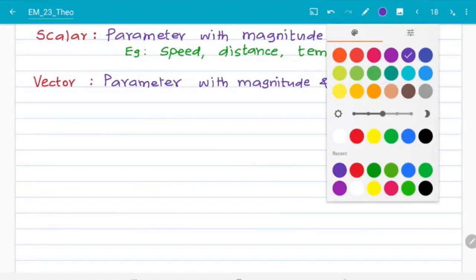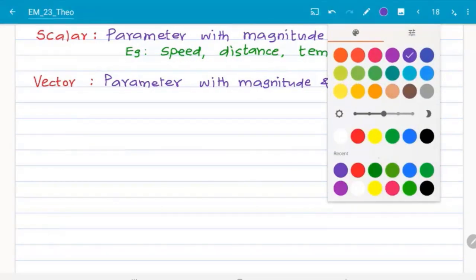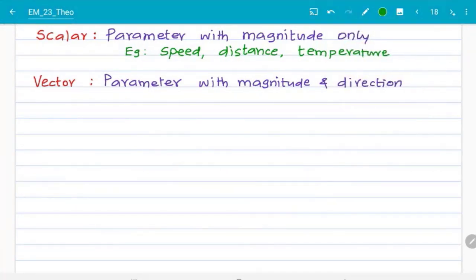Example. See, your example should be related to your department subjects. You should not give unwanted examples in the interview. Expected examples: what is the vector quantity related to speed? Velocity. Very good. For distance, what is the vector? Displacement. Very good.